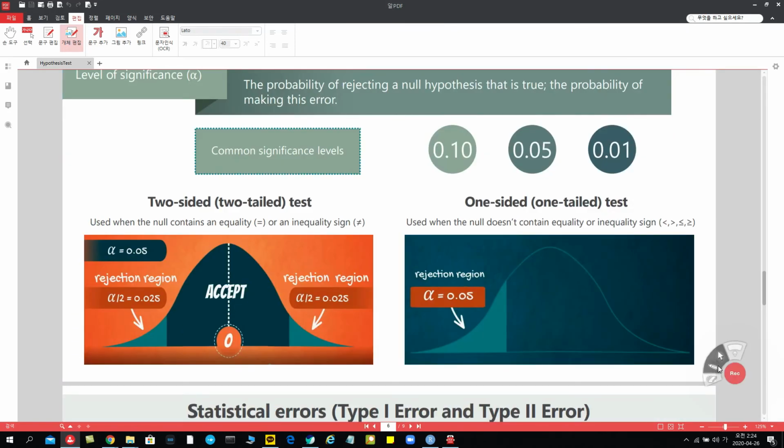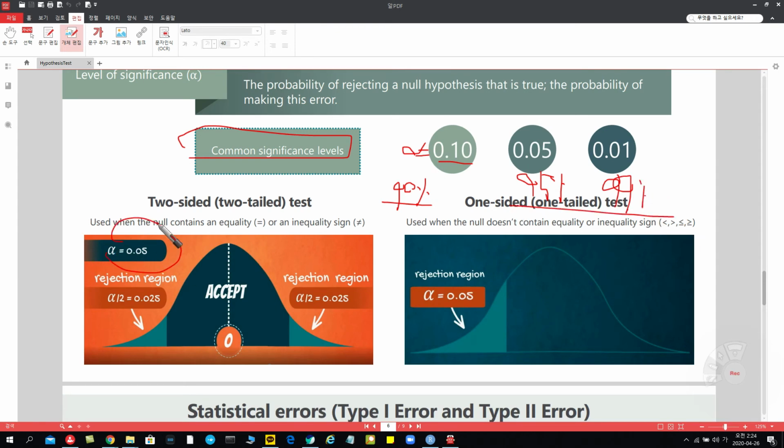So the common significance level, alpha, is 0.1, meaning a 90% confidence level. This is a 95% confidence level. This is a 99% confidence level.